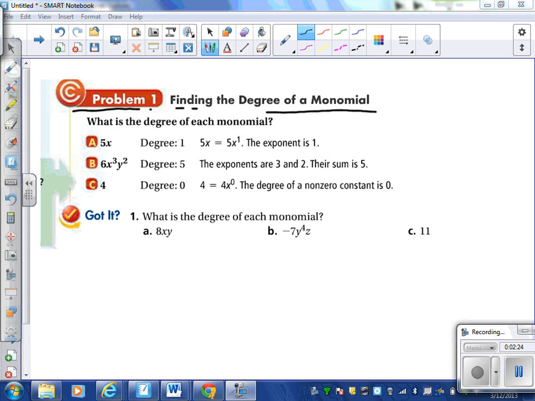If we take a look at example C, we notice that there's a number without a letter. If that's the case, there's no letter, it's a 0 degree. That's like x to the 0 power, and the degree is a constant 0. So if you have a number without a letter with it, your degree is the 0 power.